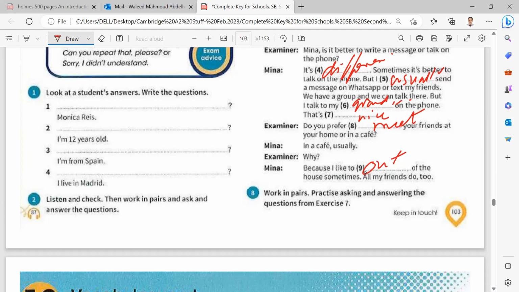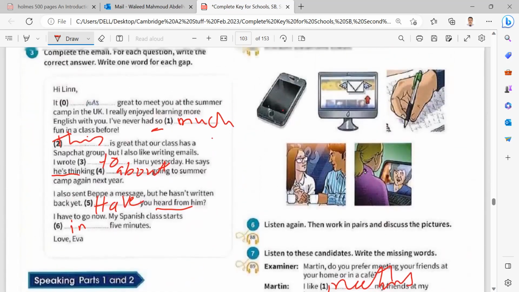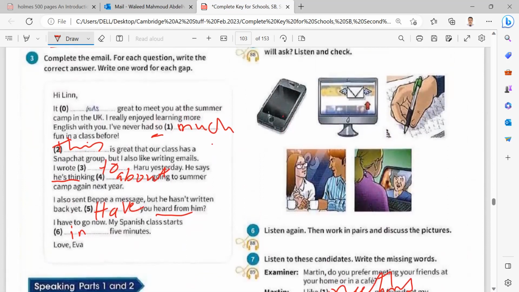Okay. So now, Sarah, let's practice the same pictures. Imagine now you are in a real speaking test and you should communicate with your partner describing these pictures. Do you prefer talking or chatting with your friends on the phone or sending a message? I prefer to talk to my friends and chat.